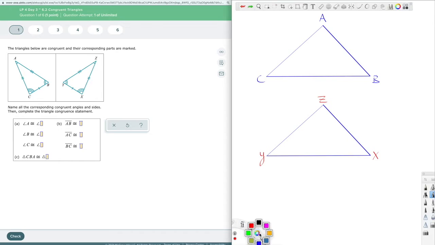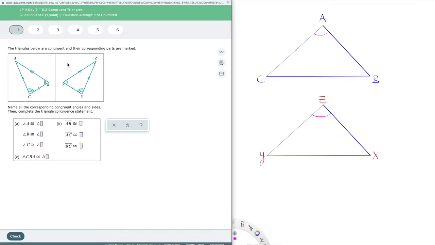So to show that angles are congruent to each other, we use what's called an arc. So this is an example of an arc, like this. And with this one, I can say that angle A is congruent to Z. And I know these are not the same ones, I'm just showing you an example over here really quick. So angle A is congruent to angle Z.